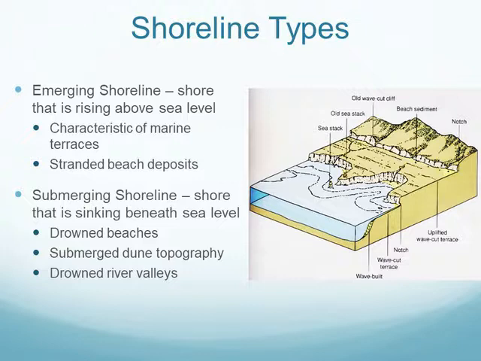So Waikiki Beach is an example of a submerging shoreline, because if the sea level rises, as it's anticipated to do, it will cause drowned beaches, submerged dune topography, and drowned river valleys. So because Waikiki Beach is a swamp area, it will get flooded, and the beaches that are along the shoreline right there will be considered drowned beaches because it's underwater. It's no longer a beach anymore.